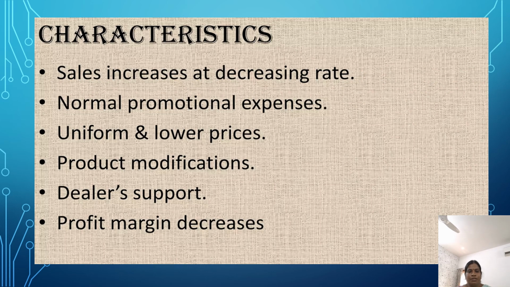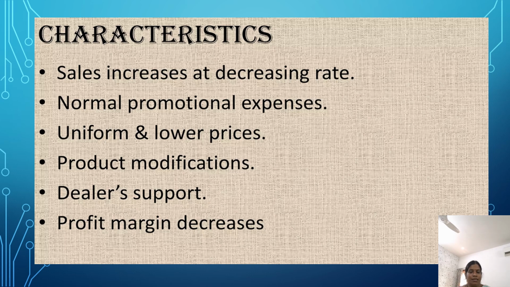Statistics of maturity stage. Sales increases at a decreasing rate. Normal promotion expenses. Uniform and lower prices. Product modification. Dealer support. Profit margin decreases. In the maturity stage, the firm faces many problems.